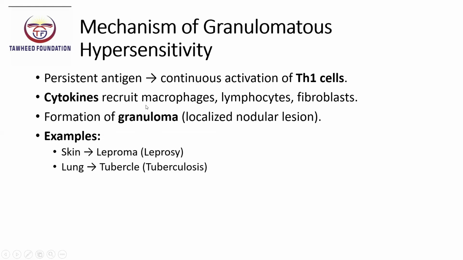Next is mechanism of granulomatous hypersensitivity. Persistent antigen exposure causes continuous activation of Th1 cells, which secrete cytokines that recruit macrophages, lymphocytes, and fibroblasts. These cells form a granuloma, a localized nodular lesion, for example, in the skin, that is leproma in leprosy, and second, in the lung, that is tubercle in tuberculosis. Granulomas are the body's way of containing persistent pathogens that it cannot eliminate.